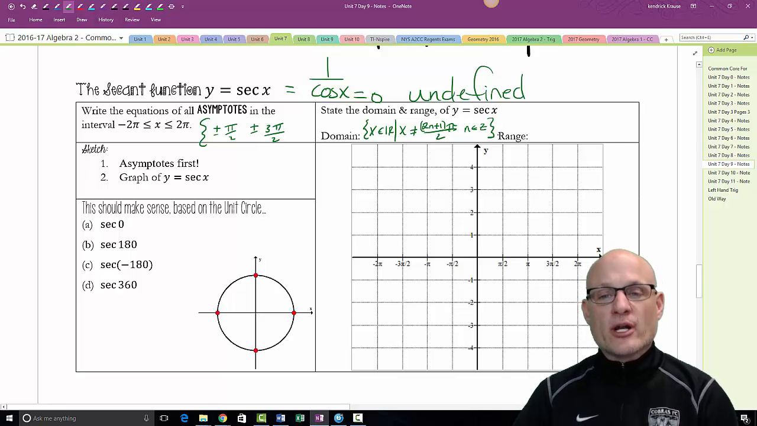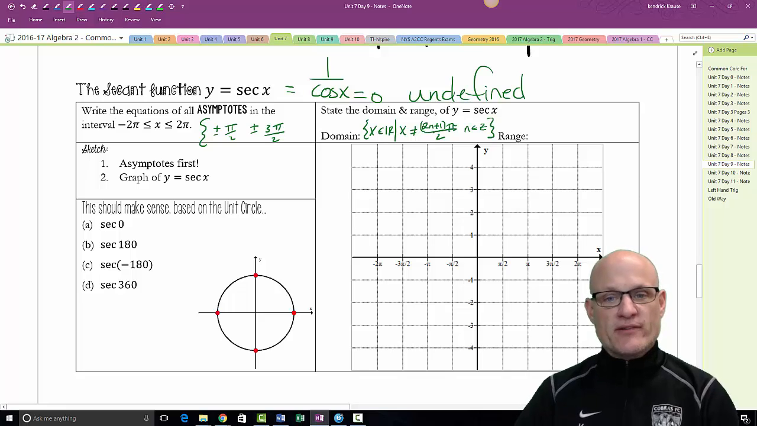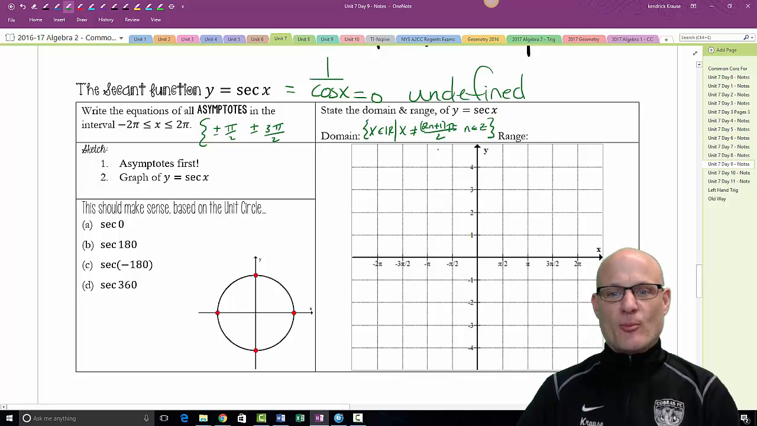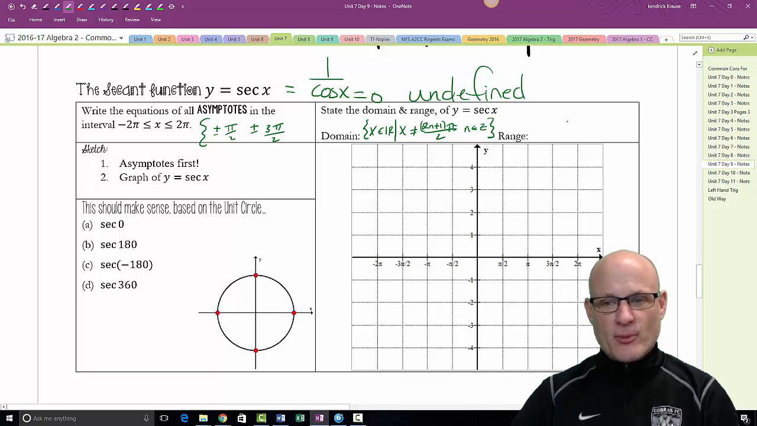Now, why 2n plus 1? That stands for all odd numbers. 2n plus 1 is always odd, divided by 2. Nobody's going to write that. So that's the actual domain for this. But nobody's going to do that.